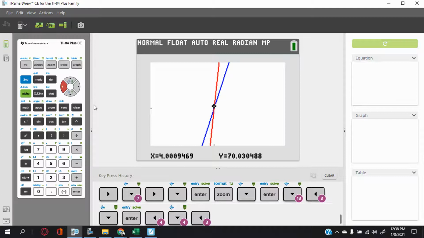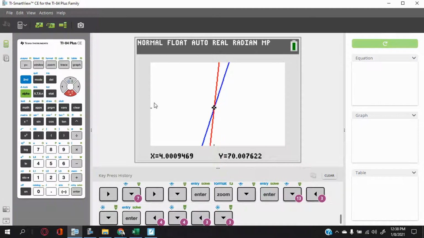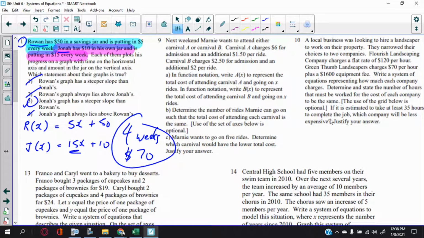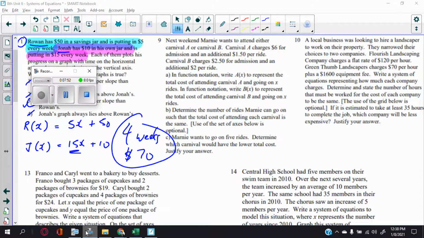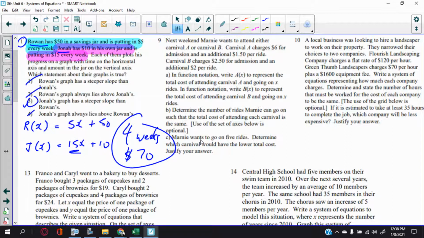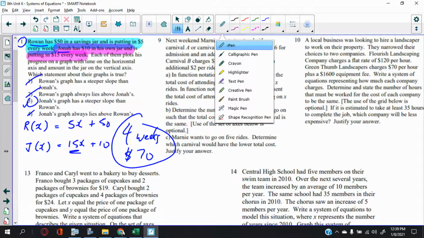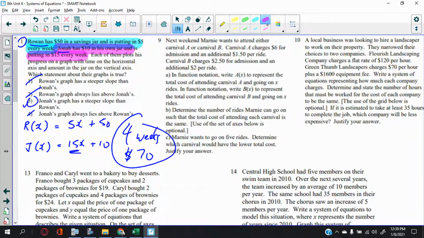Okay. So look, 4. Yeah, look right here. 4, right? 4 weeks, $70. Okay? All right, let's do one more. So let me see how's the time doing. Yeah, good timing. Okay, number 9 next. Let me get my highlighter. I might not even answer the actual question because I'm trying to make a point here.